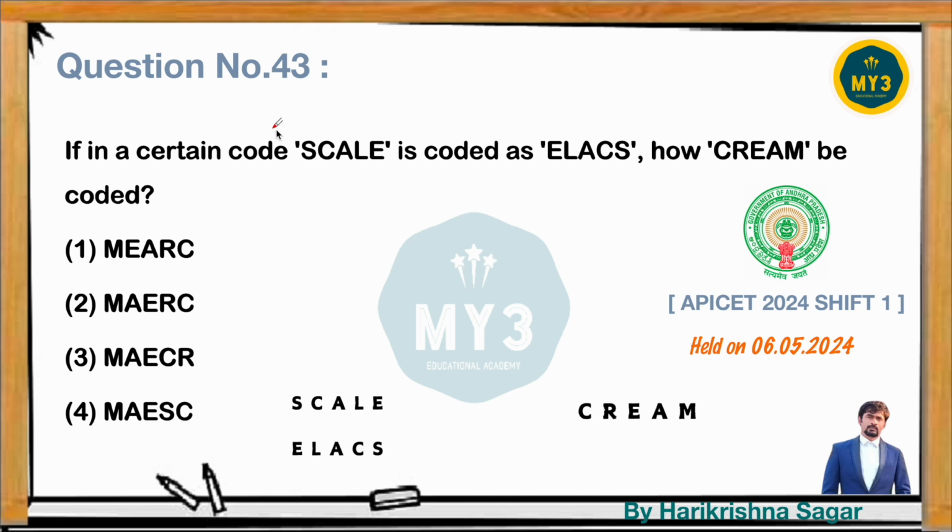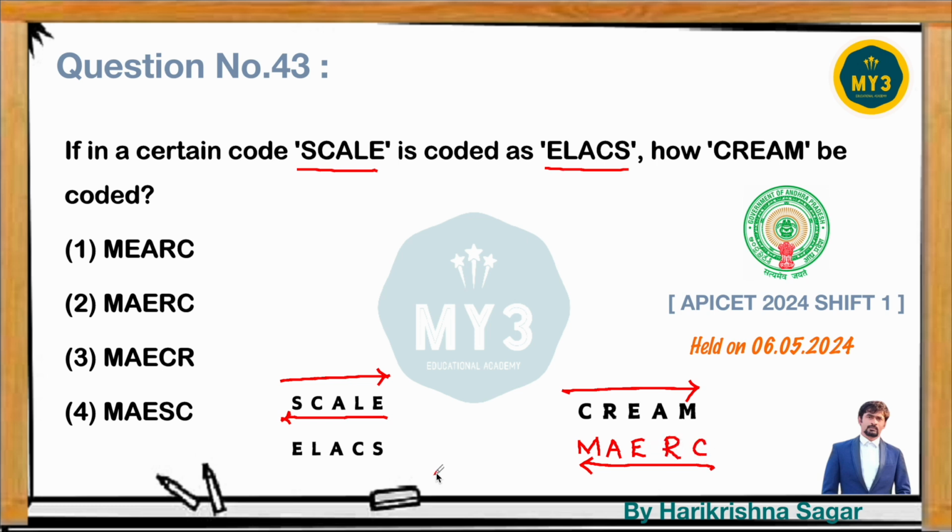If you observe this question, in a certain code, scale is coded as ELACS. Then cream is coded as what? If you observe, scale is coded as ELACS. That means what is happening? They have just taken the reverse of the letters available in the word. Then how the word cream is coded is the question. You can just take the reverse of the alphabets. M, A, E, R, C should be your answer choice.